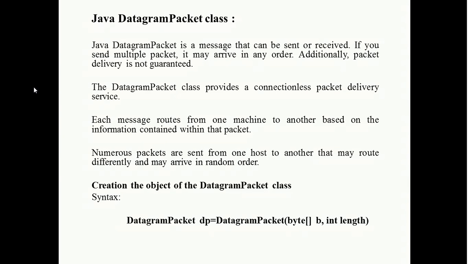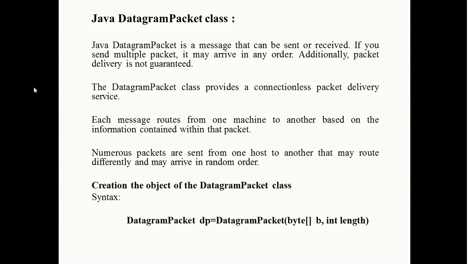Now next, see the DatagramPacket class. Java DatagramPacket is a message that can be sent or received. So a datagram contains the packet or message or data that can be sent or received. If you send multiple packets, they may arrive in any order. Additionally, packet delivery is not guaranteed. In UDP or datagram, there is no guarantee of delivery of the message because it is connectionless. The DatagramPacket class provides a connectionless packet delivery service.